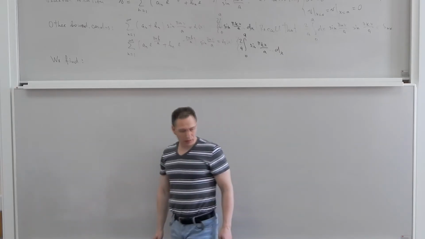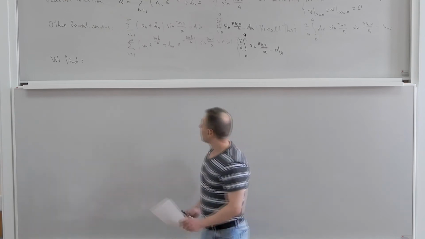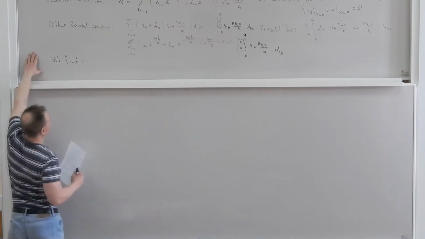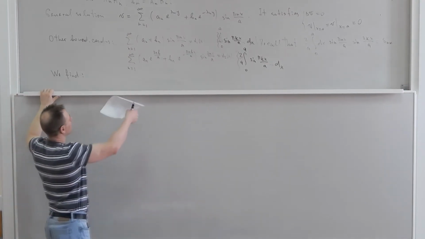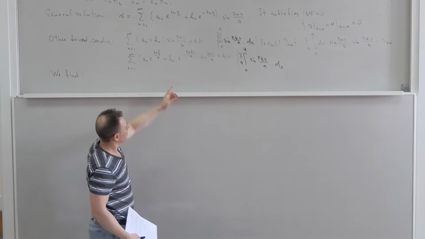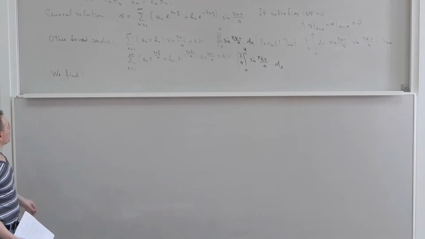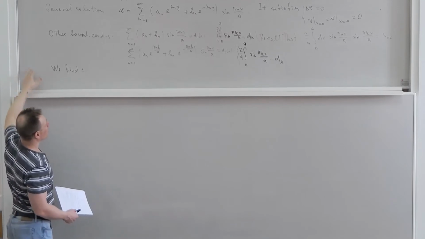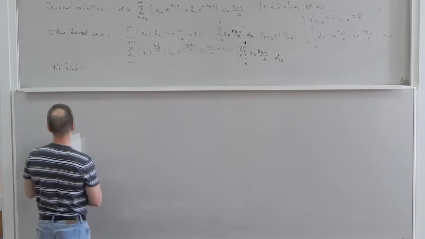Okay, let us continue. If we multiply these two equations by the sine function and integrate over the interval from 0 to a, we come to the following system of linear equations.